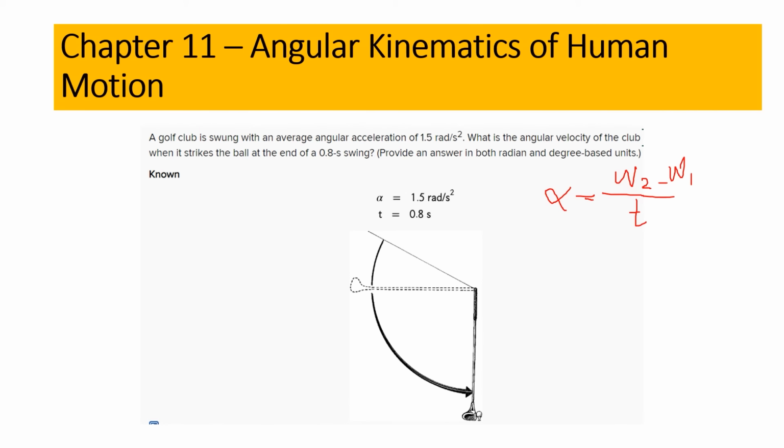So what do we have here? Swung at an average angular acceleration of 1.5. I have that, right? What is the angular velocity of the club when it strikes the ball? So I have the time, which is 0.8. Now, we need to find the velocity. So that's W2. And W1, usually you start from 0. And then you have one unknown to find. So you can say that W2, the angular velocity, is 1.5 multiplied by 0.8.